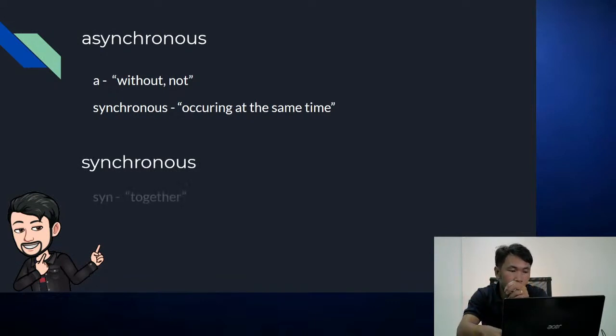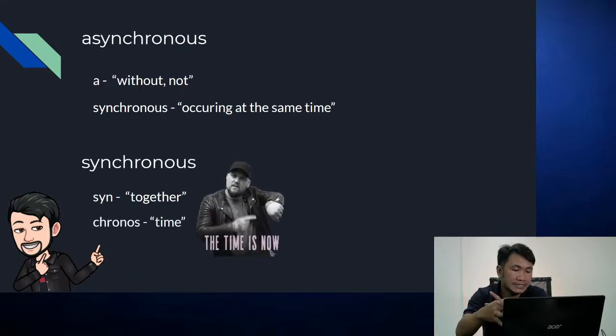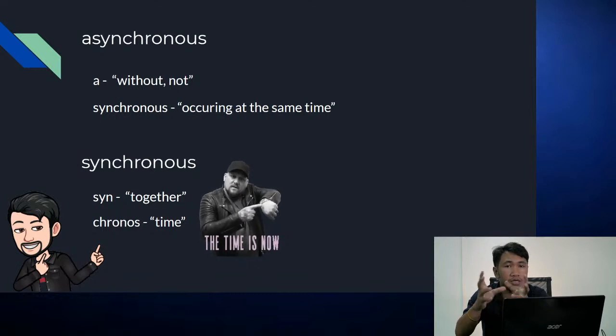And then synchronous, if we break down the word, syn comes from Greek, which means together, and chronos means time. So chronos, we get the word time. It means together in time. If we understand the word, it means together in time, while asynchronous is not together in time.